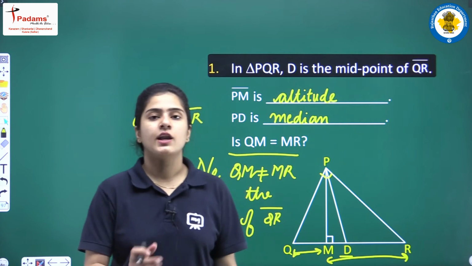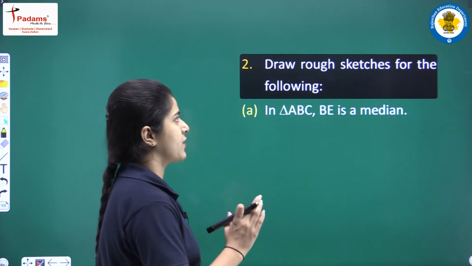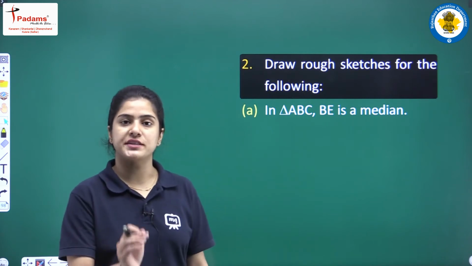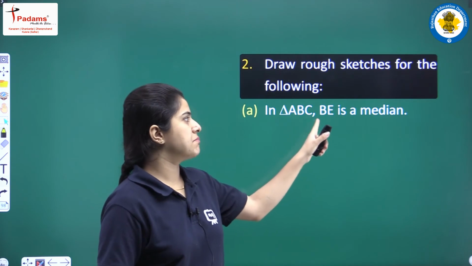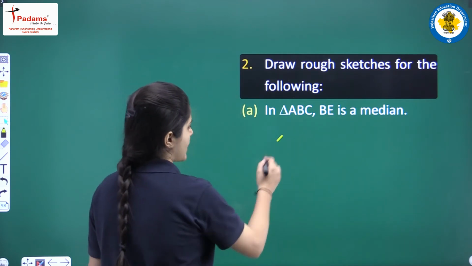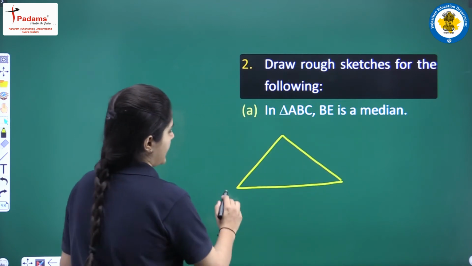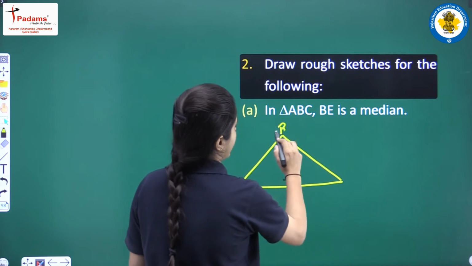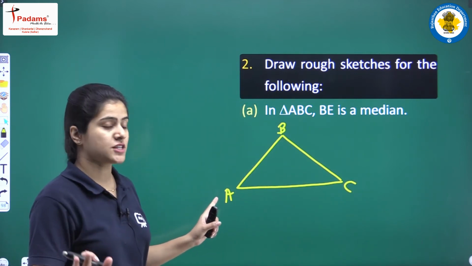Okay students, looking at the next question, draw the rough sketches for the following. So you have to draw the rough sketch. First part, in triangle ABC, BE is the median. Okay students, so we have to make a triangle ABC. Okay, A, B and C. Now we have made a triangle, the rough sketch of the triangle.